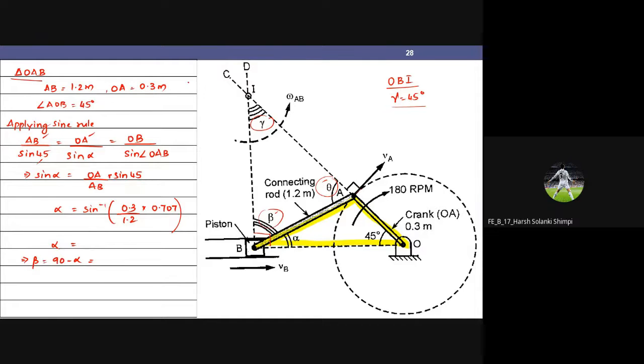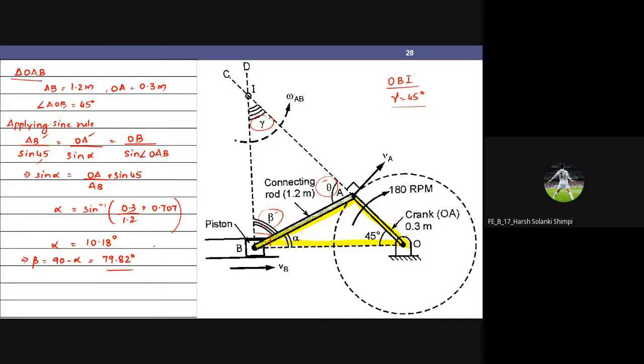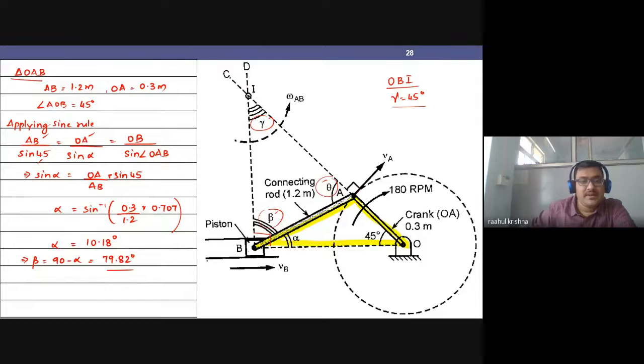The 10.18. Alpha or beta? Alpha. Yes. 10.18 degrees. Okay. My beta will be 90 minus alpha. So 79.82, right? Yes, sir. So now beta is 79.82.